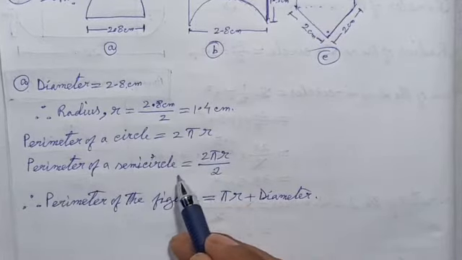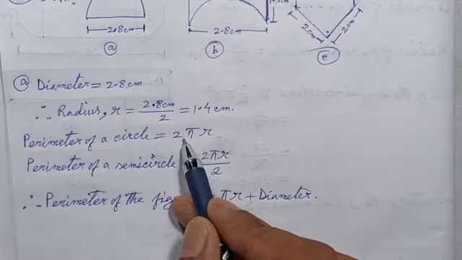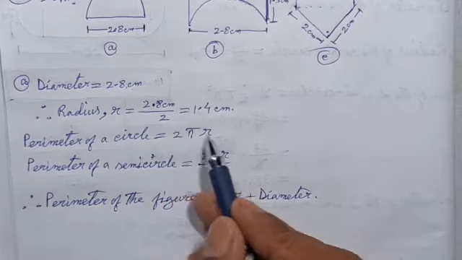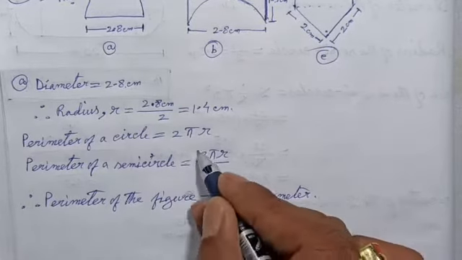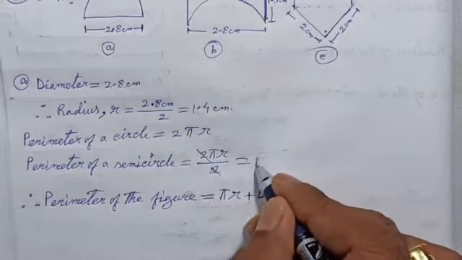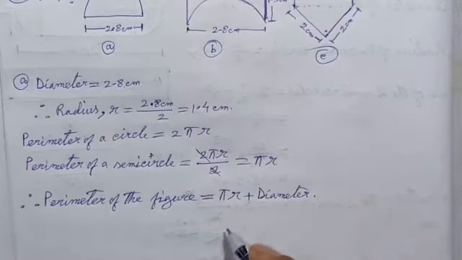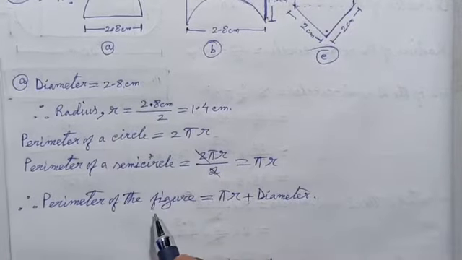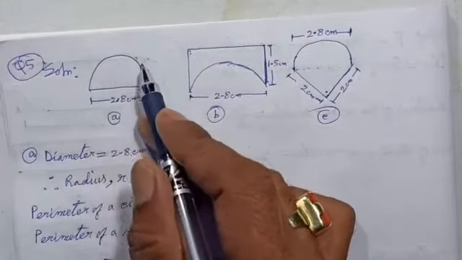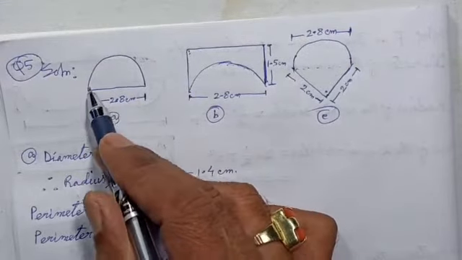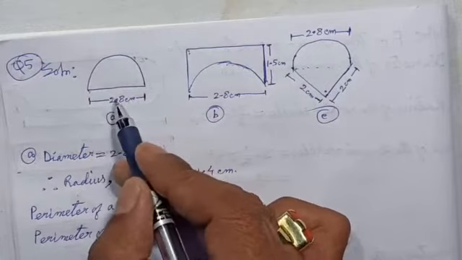Then the perimeter of a semicircle will be half of this circumference, 2 pi r. So 2 pi r by 2. Then if the 2 and 2 cancel, we get pi r. Next is the perimeter of the figure. This is the given figure. The perimeter of this figure will be the perimeter of a semicircle plus, from here up to there, the diameter.